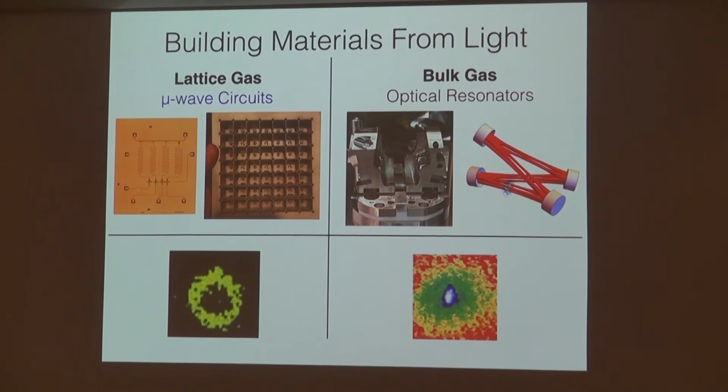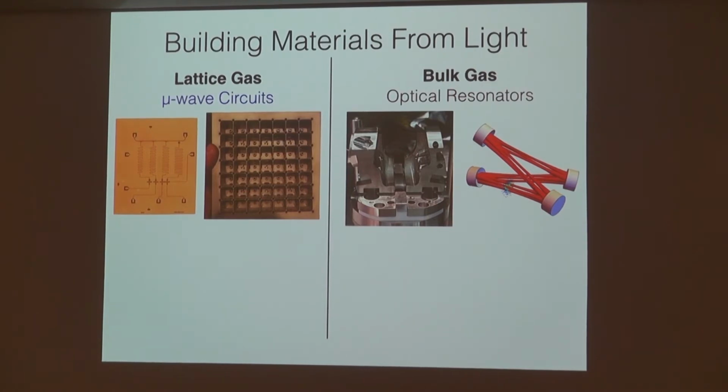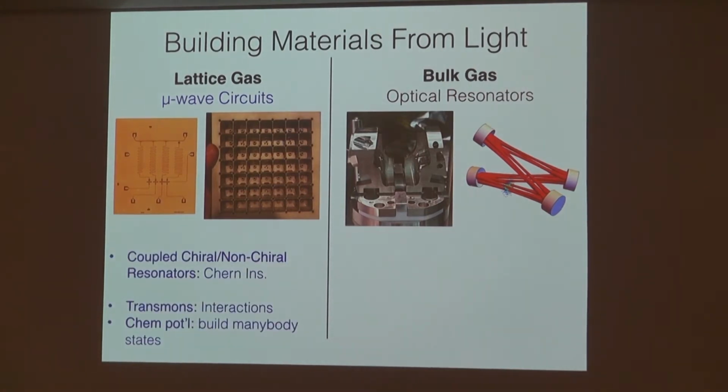The pieces of this story that we have to understand are both how to control the single particle physics, and then how to make the photons interact with each other. So for each of these stories, what I'm going to try to do is first give you a taste of the kind of single particle control that we have and how we engineer these Hamiltonians. And then I'll talk to you about how we build many body states on top of that. Okay.